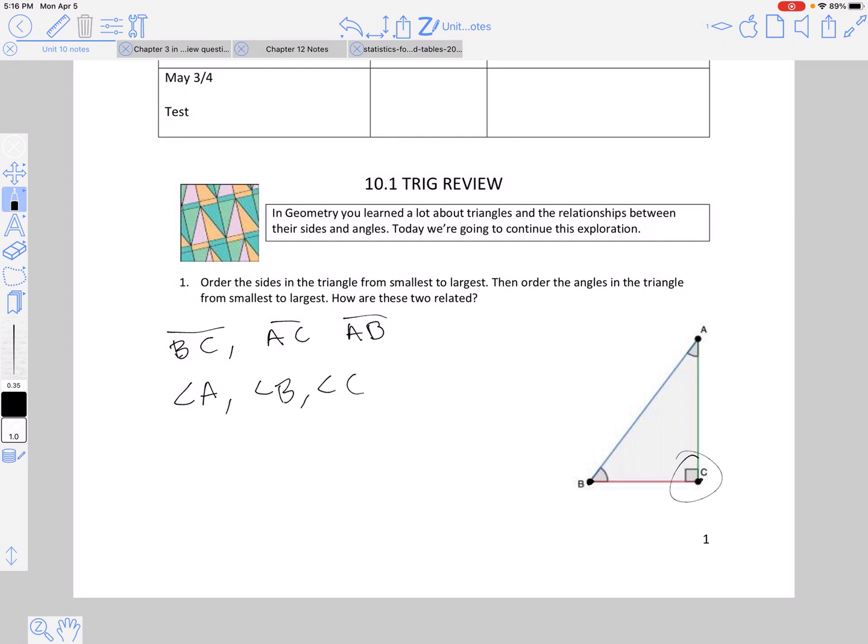And we actually know that angle C, if you remember this little square, means that that's 90 degrees. Just to remind you of that. And if you're 90 degrees, you're pointing to the hypotenuse. And hypotenuse is always the longest side of a triangle. So 90 degrees, hypotenuse, there you go. The largest side is going to come from the largest angle.